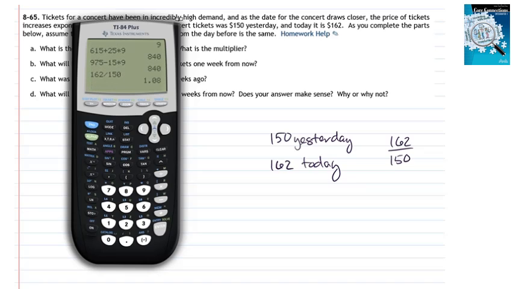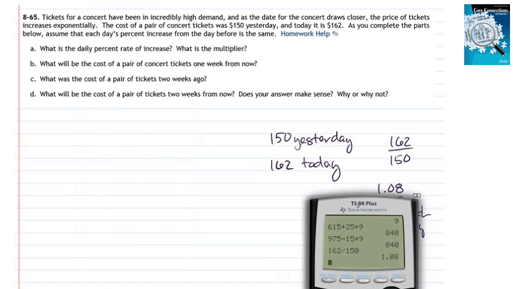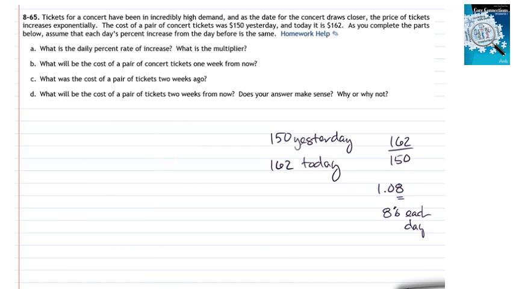That gives me 1.08. Okay, so my multiplier is 1.08. That means they're increasing by 8% each day. Right, I can see my multiplier, and it is a percent increase. As you complete the parts below, assume that each day's percent increase from the day before is the same. So I don't have an increasing percent increase. The percent increase is going to be the same. And I know that already, right? What is the daily percent increase?